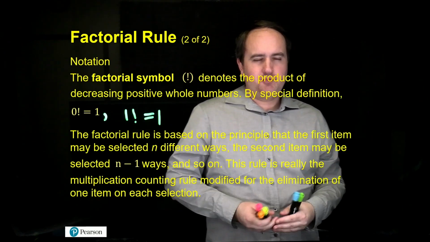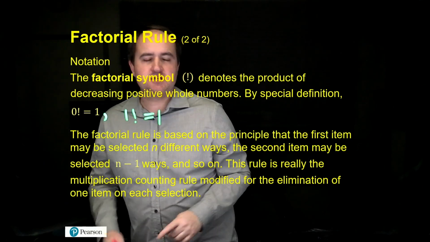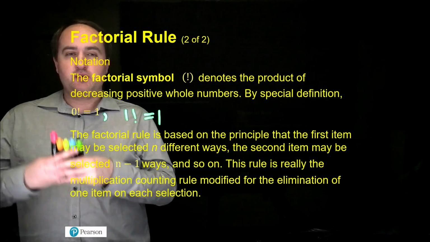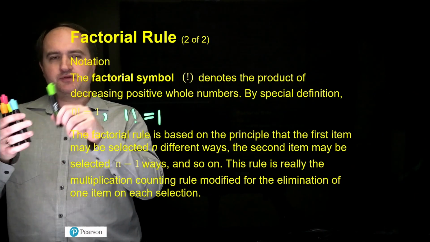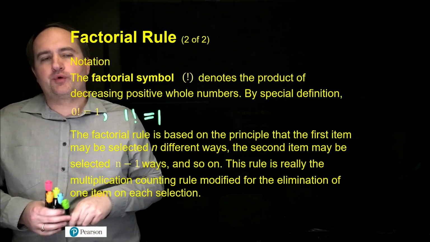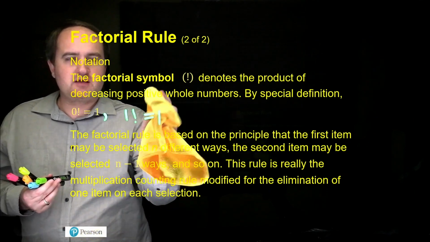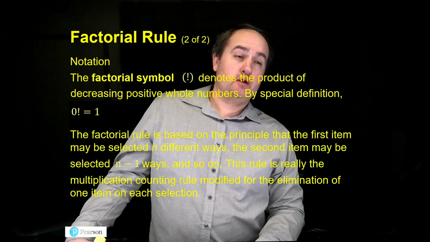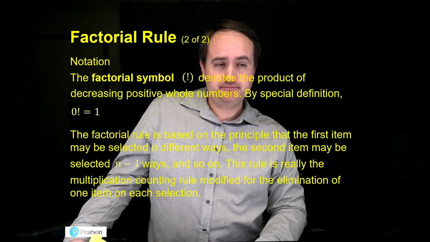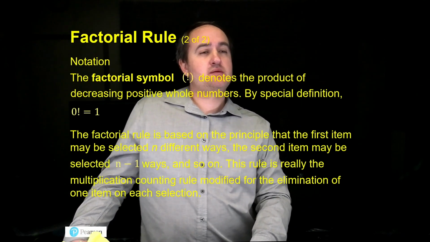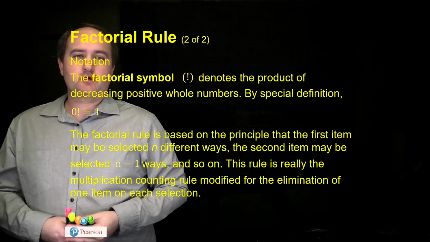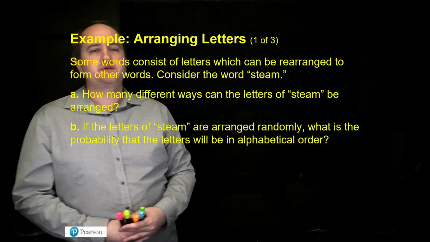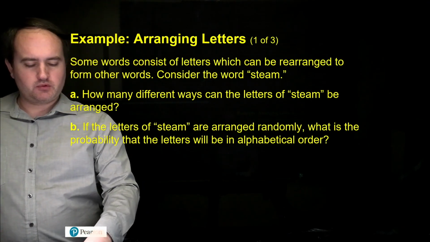So hopefully that makes sense to you. So it is the multiplication counting rule, but we're decreasing the number of choices after we choose each marker, or well, that doesn't have to be markers, it can be anything. Okay. But what's important here is order does have to matter, and we're counting the number of ways we can order that many objects. That's the factorial rule. Okay, so let's see an example of the factorial rule.